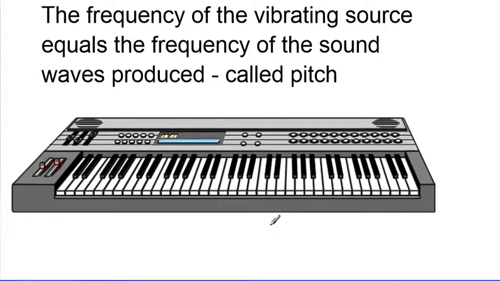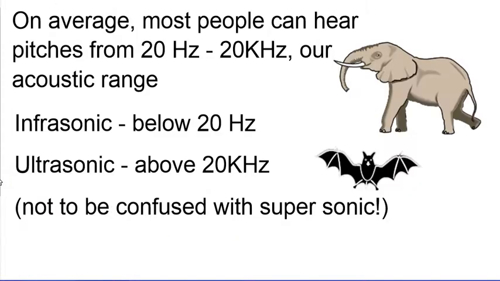Now, the frequency of the vibrating source is equal to the frequency of the sound waves that are produced. This is what we call the pitch. So whatever the frequency of the reed or the guitar string or of your vocal cords, that's going to be the sound that you hear ultimately from the sounding board or from the column of air. It's the same frequency or the pitch.